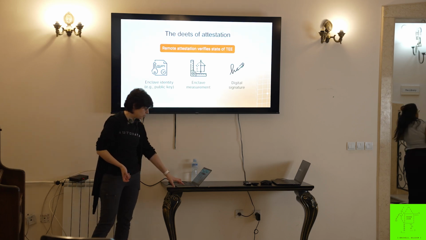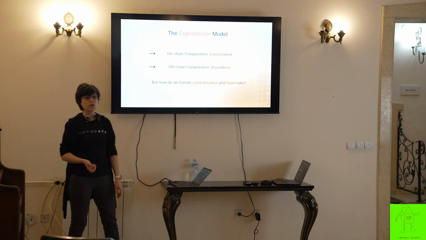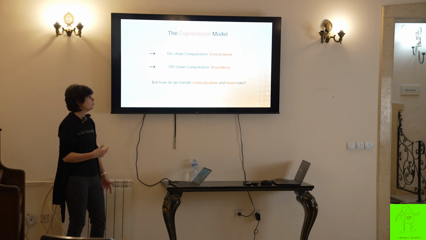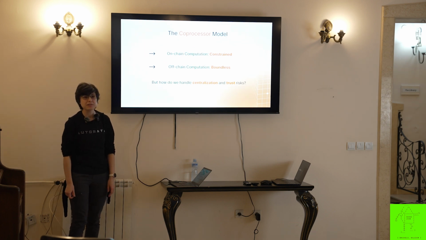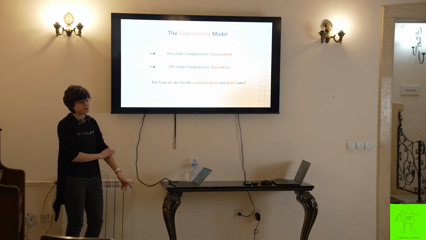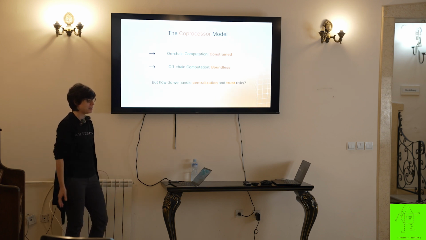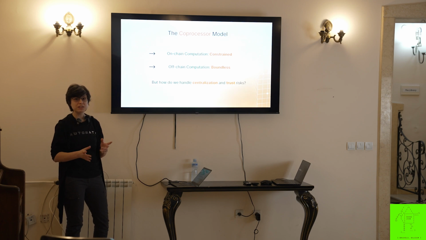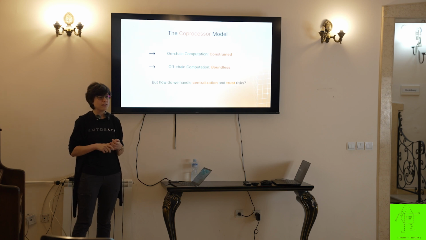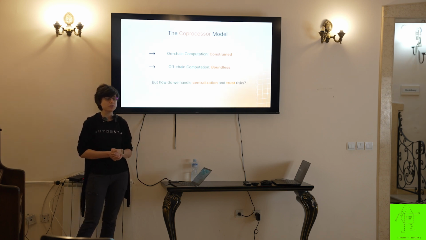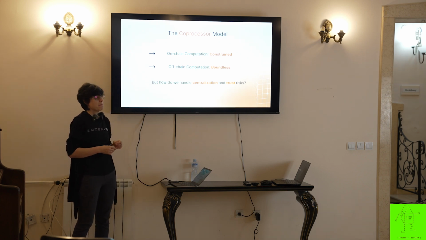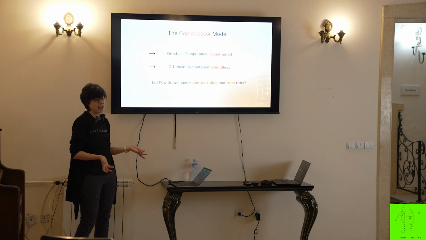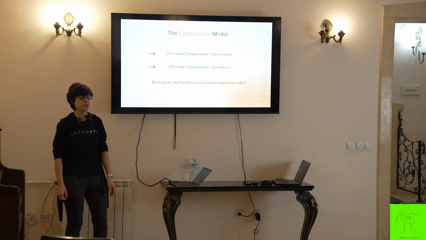So at Automata, we use TEEs to build coprocessors. Why do we need coprocessors? Well, the EVM is a constrained environment for doing computations. We are limited by the block limit on how much computation we can do per block. We can't do floating point math. The contracts have a limited amount of storage and so on. And on the other hand, off-chain computation is, of course, boundless.